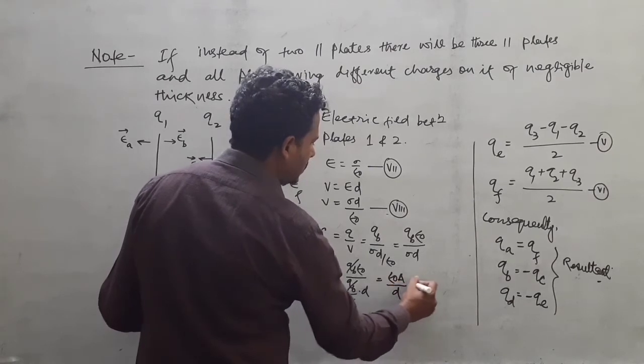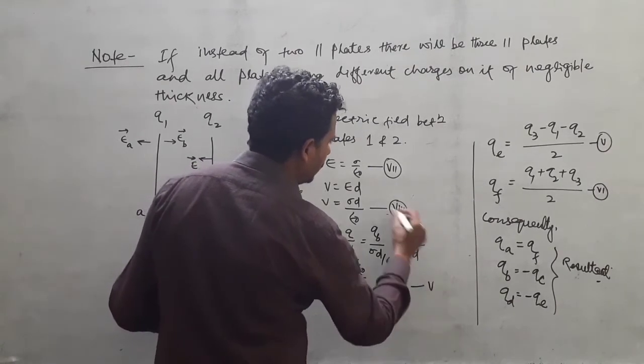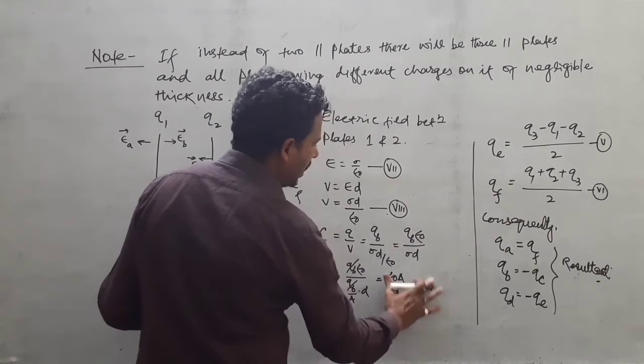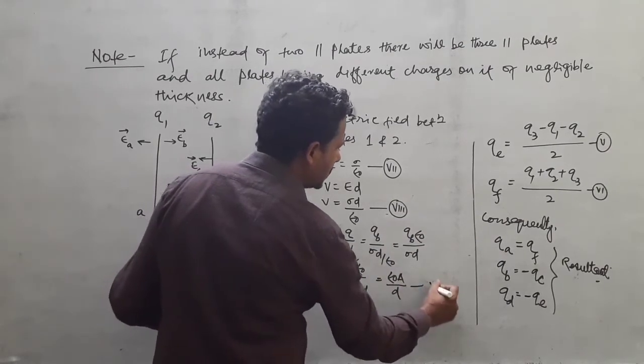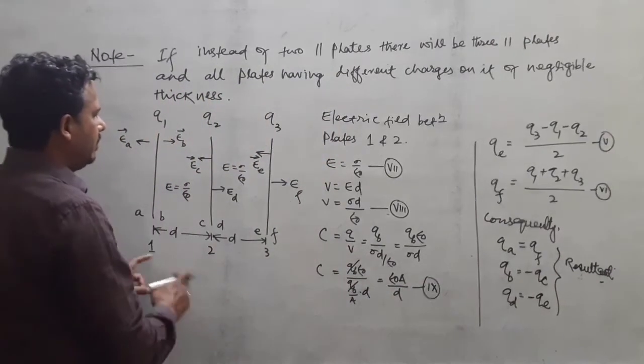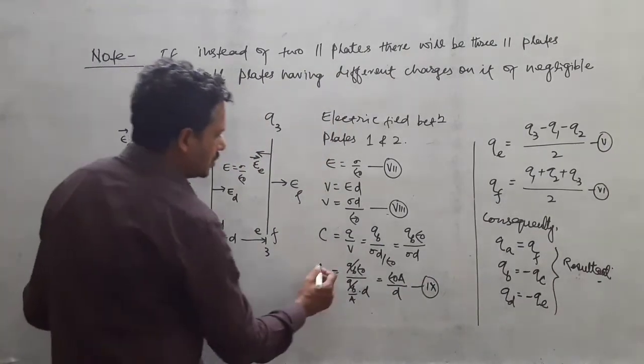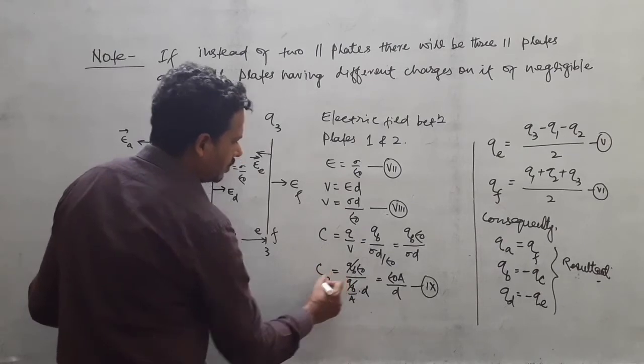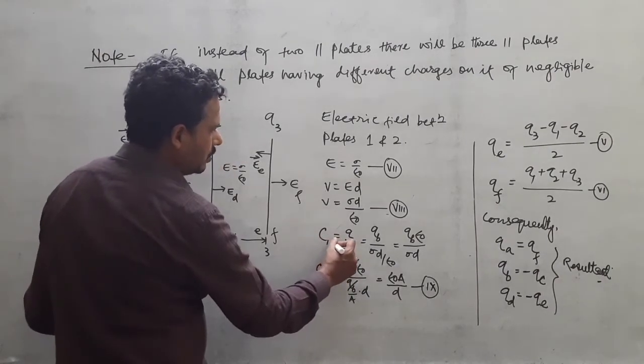So from this equation 9, how much is this? This one is the capacitance between plates 1 and 2. So you can put there C12. So your C12 is this much.